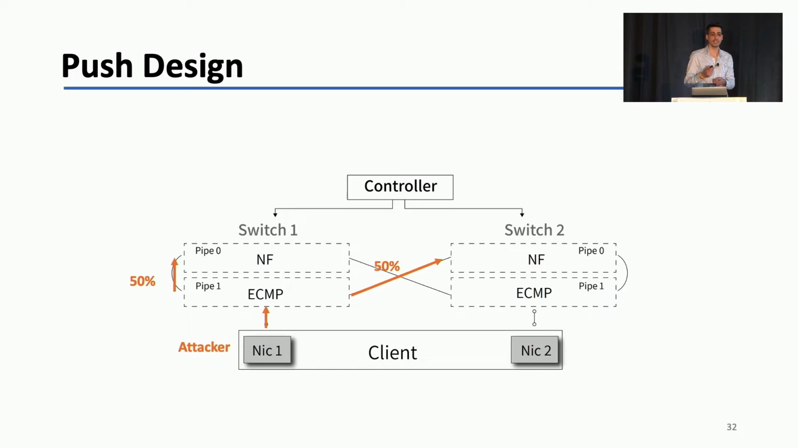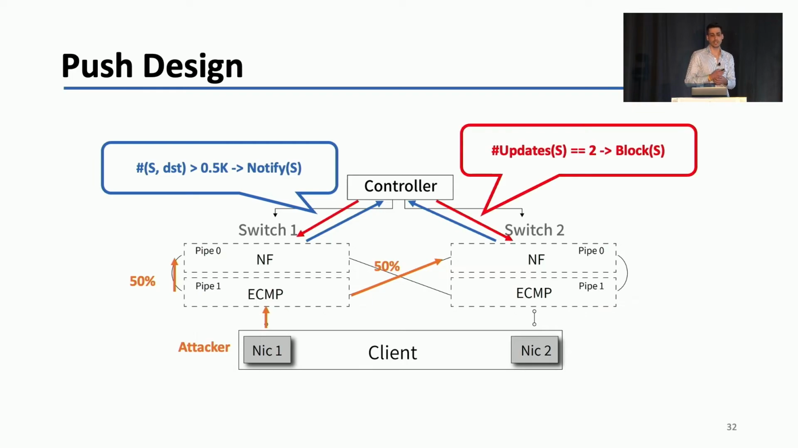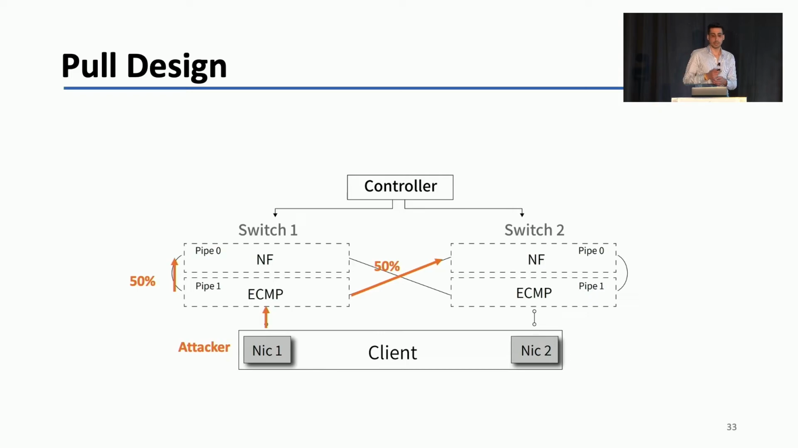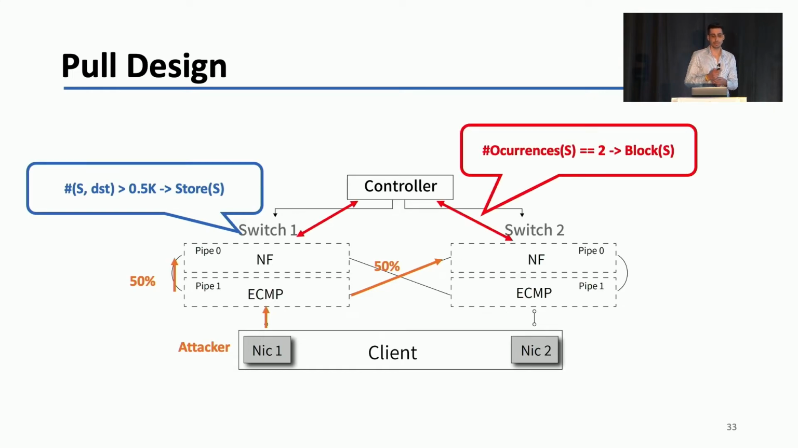One is the push design, in which each NF instance is programmed to send out an update to the controller in case it detects a source that communicates with more than 500 different destinations. And then once the controller receives 2 updates for the same source, it can then install the appropriate blocking rules on each switch. In the pull design, instead of sending an update, each switch can append a candidate IP to block to a local register, which the controller periodically queries. And if it sees the same candidate IP in both registers, then it can install the appropriate blocking rules.